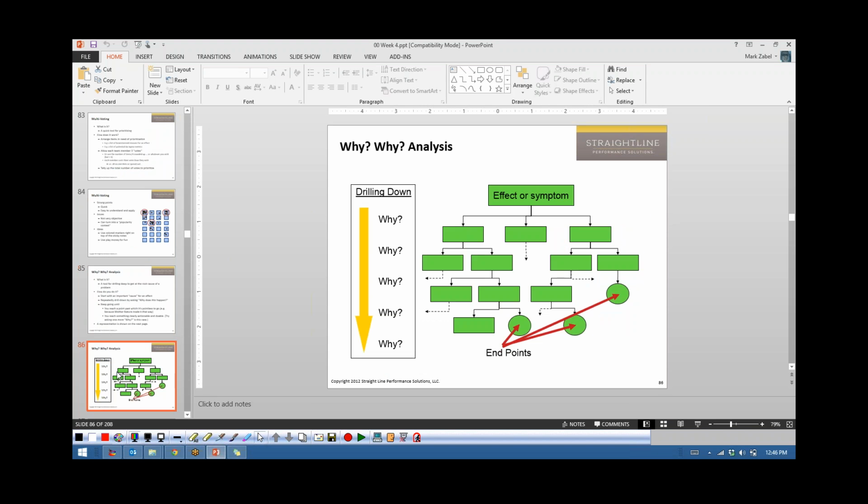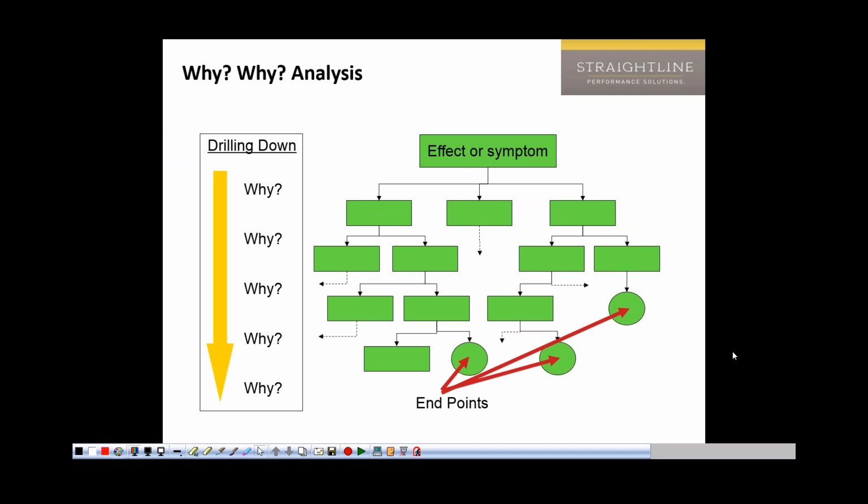And this is another one that I would say use at your own discretion, because it can sometimes be very bushy, as we saw with that last one. The example that Michael gave and the example that I gave were a little bit different. But the idea is you start with the effect or the symptom, and then you start asking why until you get to endpoints. And usually the endpoint is because Mother Nature made it that way, or if you're a religious person, because God made it that way, or because that's the way it is.